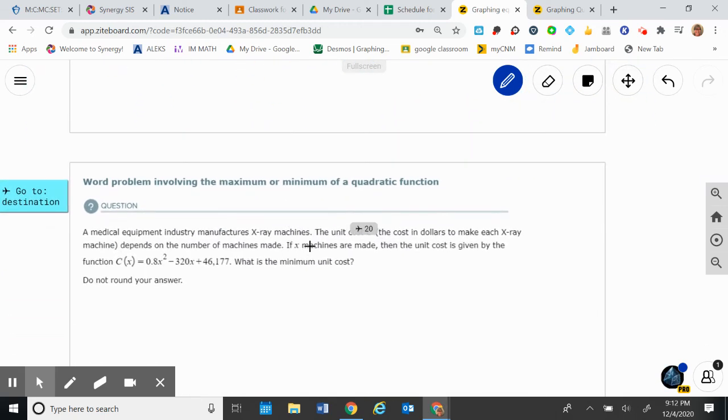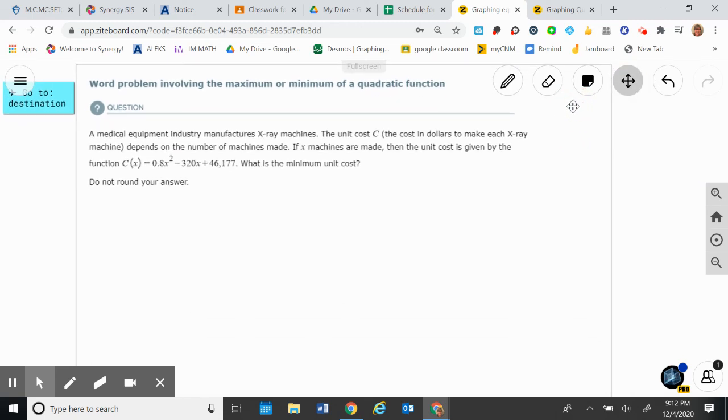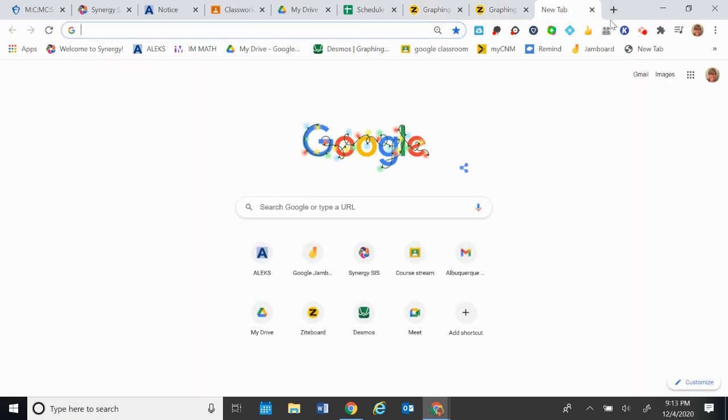Okay, here we go. So last problem, I think, unless we might have a ball problem. Let's see. Can't remember, I made these boards a while ago. So here again, cost, X-ray machine problem. What is the minimum unit cost? If they're asking for cost, they're asking you for a Y, which means if they're asking you for the minimum, they're asking for K. So again, all you have to do is find your H with negative B over 2A, or like I said, you can go to Desmos graphing.